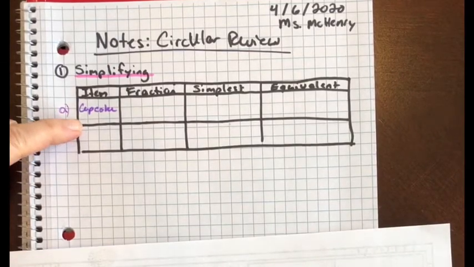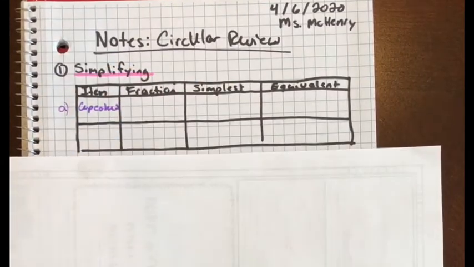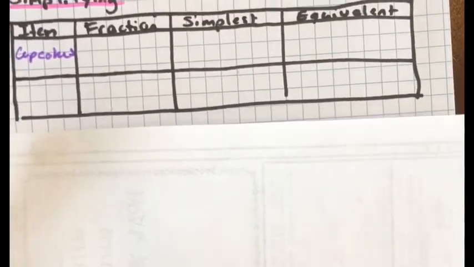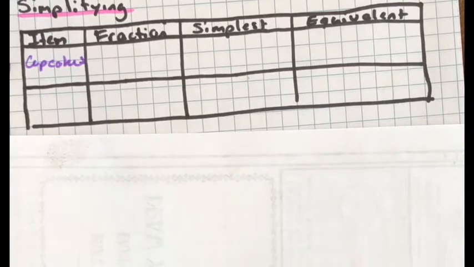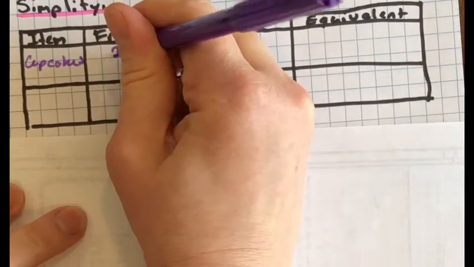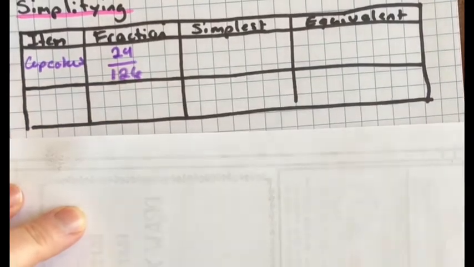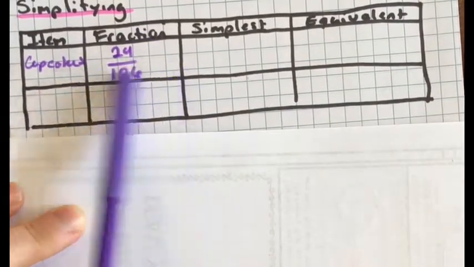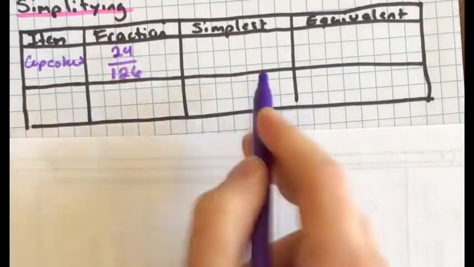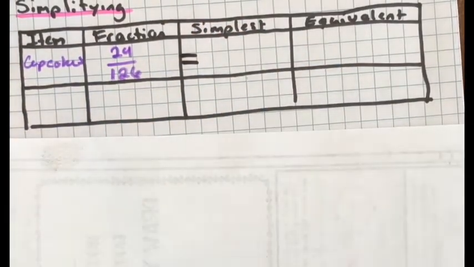The first item we're going to focus on is cupcakes. What I'd like you to write down, zoom in so you can see. Under cupcakes, I'd like you to write down 24 out of 126. So 24 out of a total of 126 items in the bakery are cupcakes. We're going to write that in simplest form. So we're going to make an equivalent fraction, equal sign, that is simplified.